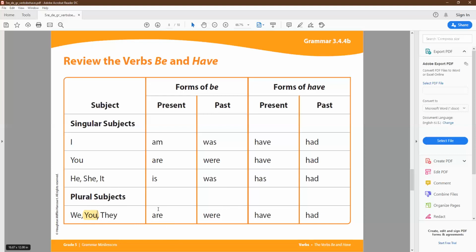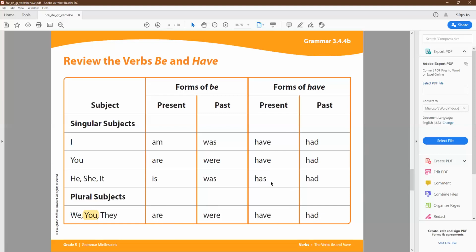We don't say we is, okay? We have we are becomes plural. We also have were for talking the past tense. And then have is still have and had, okay? Have kind of stays the same for both singular and plural. The only difference is your he, she, it there, which we see.